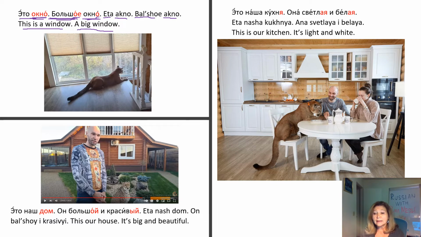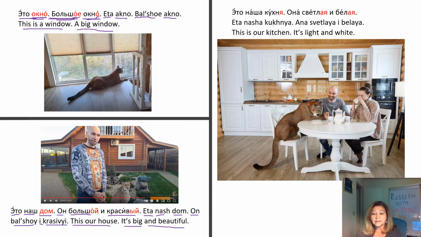Then we are going to move to the bottom left corner, and we'll see the same adjective acting in a different sentence with a different gender. Pay attention to the ending. Это наш дом. Он большой и красивый. This is our house. It's big and beautiful.